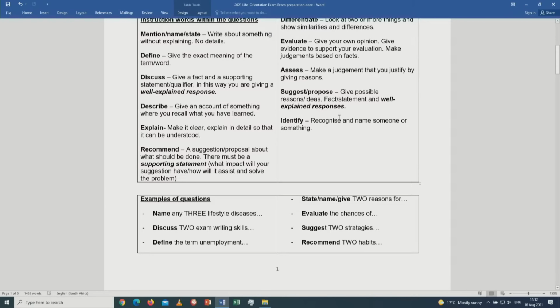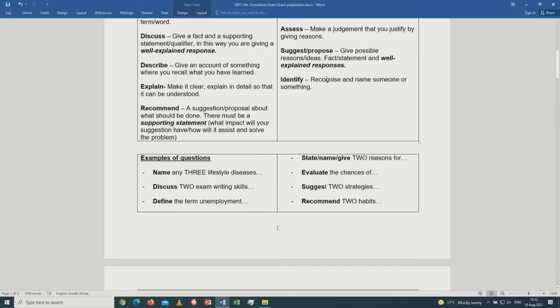Assess. You're making a judgment that you justify by giving your reasons. You are assessing the situation, and then you are also giving us the reasons why you say, this is my assessment, this is my analysis of the situation at hand. Why this is happening, I think it is because of this and that. You are giving us reasons. This is now how I am assessing it.